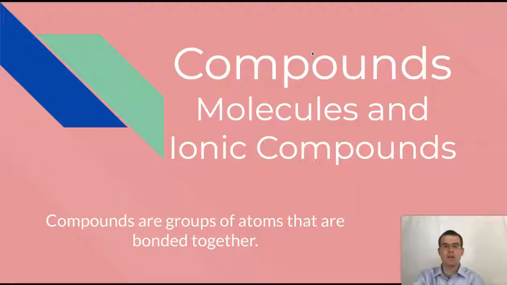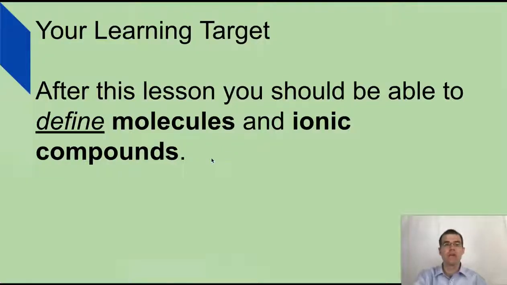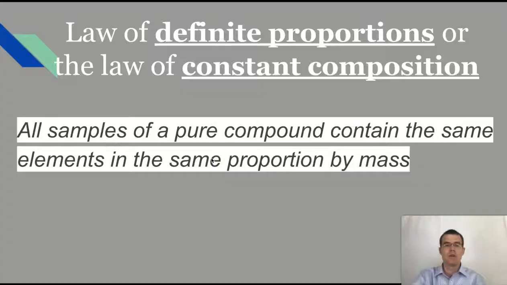Today we're going to be talking about compounds. And so with that, we're going to be looking at molecules and ionic compounds. A basic definition of a compound is groups of atoms that are bonded together or stuck together. So after today's lesson, you should be able to define molecules and ionic compounds. So we're going to look at some laws connected to how atoms combine together and how they create compounds.